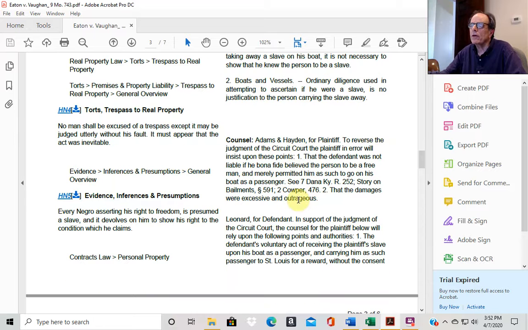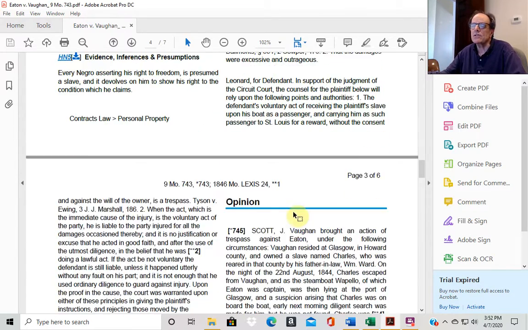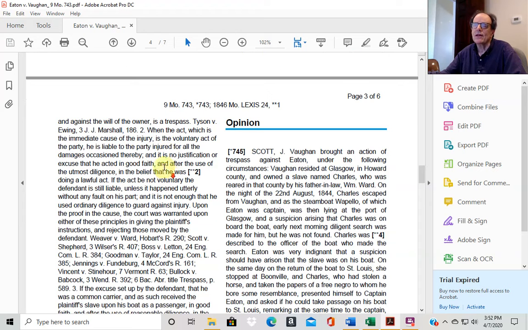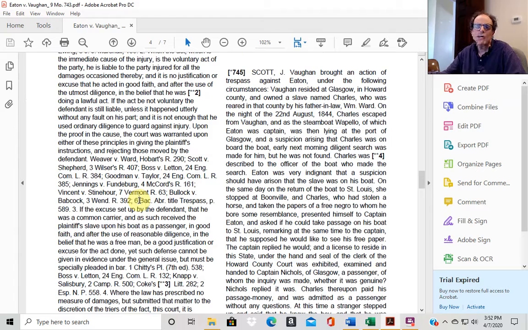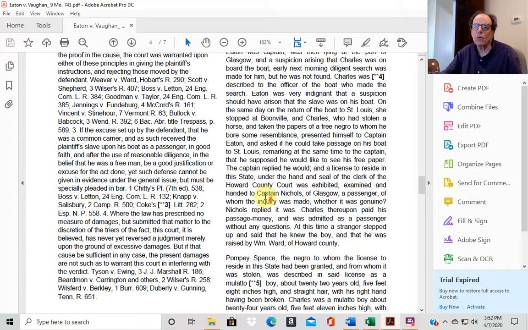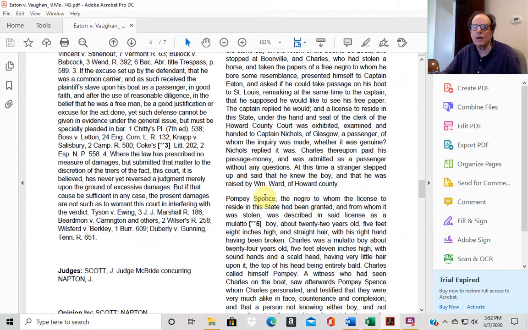If we look for Leonard for defendant, in this case that is Vaughan, you can see that he lists a tremendous number of things that he thinks should have been going on. And so the party was trying to say, the opinion itself will also give you some idea on this, but that's a great place to get that.